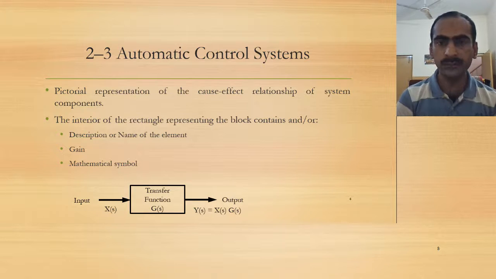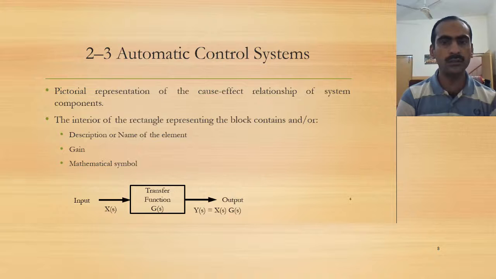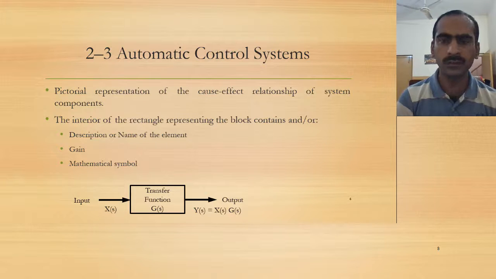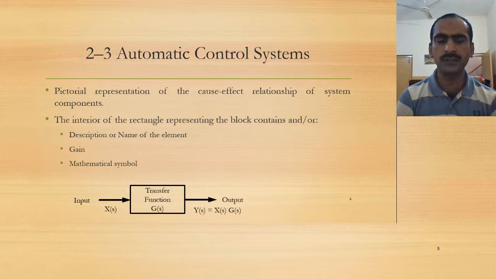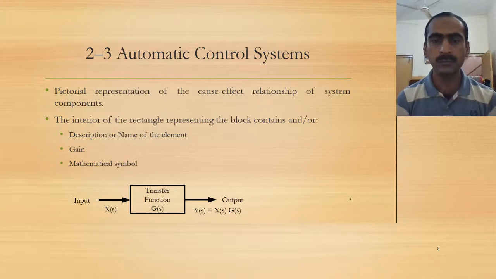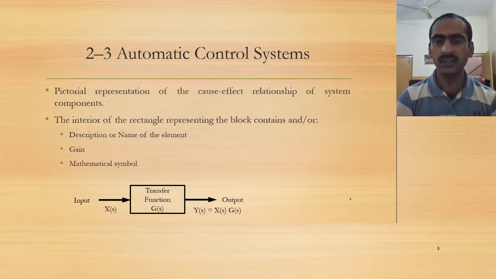On the bottom of the screen we see a typical block diagram. There is an input signal X(s) and an output signal Y(s). How is that obtained? By multiplying the input with the gain of the system that is given in the Laplace domain. We are working in the Laplace domain.